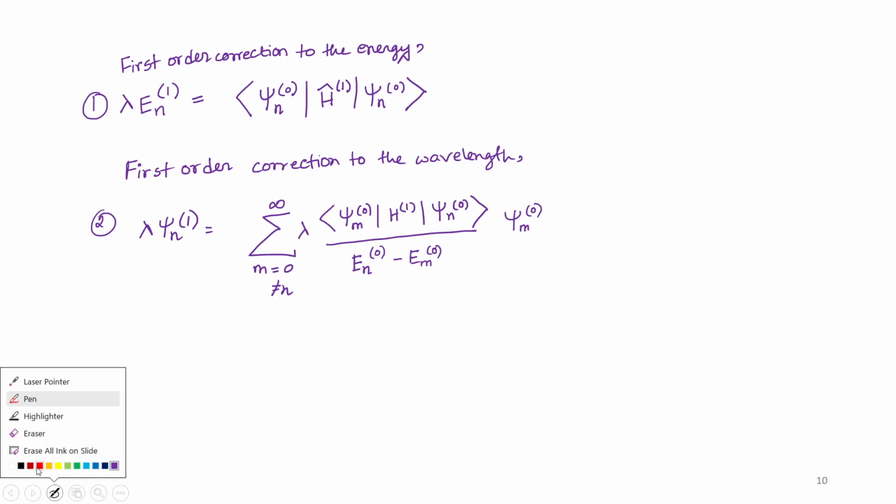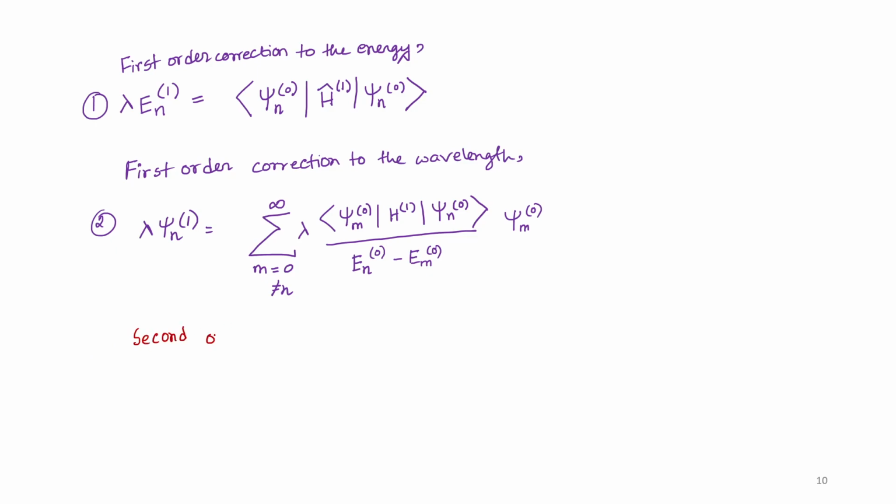Now your second order correction to the energy, that is your lambda square. Don't forget it is in power of lambda, right? E_n 2. That is, there we will use this again, the summation m equals 0, not equal to n, to the power infinity, lambda square.